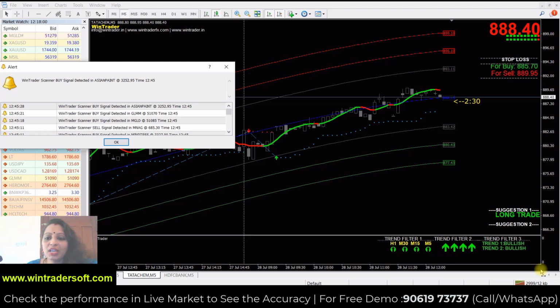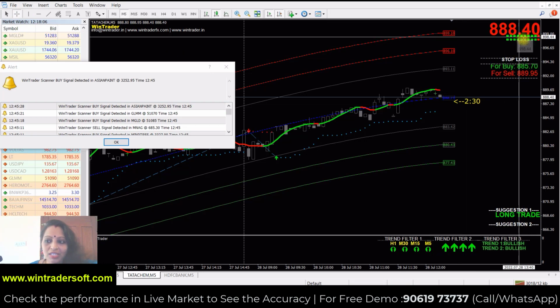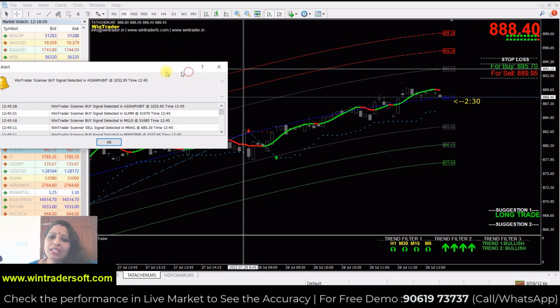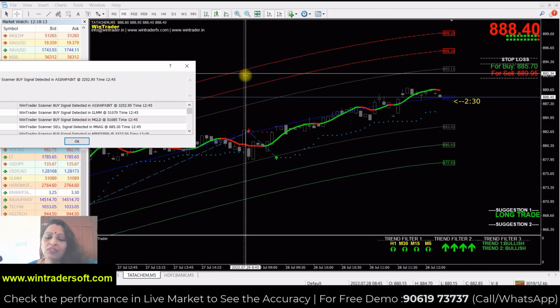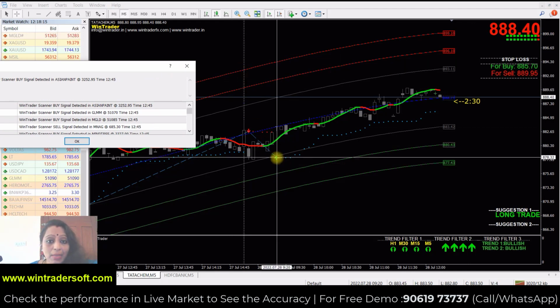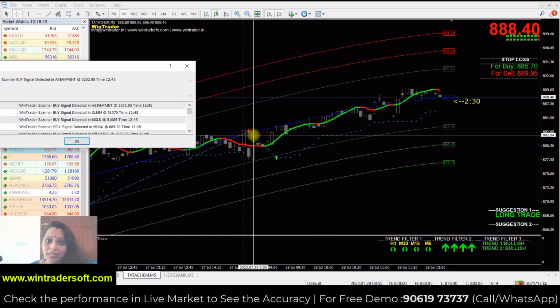I open this chart, and this is a live market. You can see the current market rate is 888.40. This is a real-time market value. You can see this white vertical line, that is a day break line, so today's day starts from here. You can see this green arrow. This green arrow is a buy signal and the red one is a sell signal. So these are the automatic signals. Whenever the software generates a signal, at the same time an alert message will come with a sound effect.